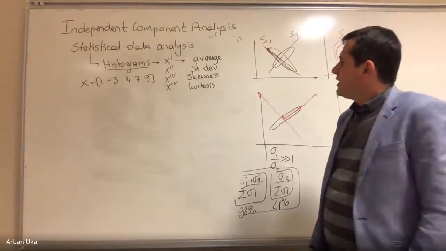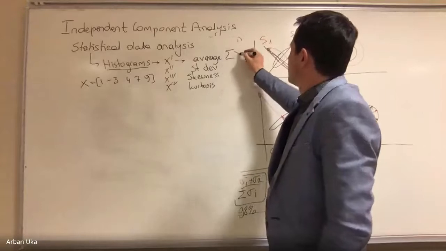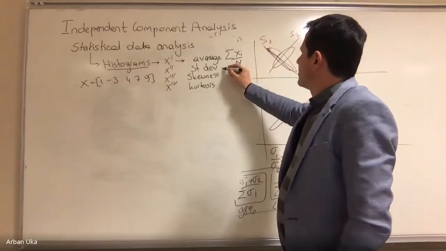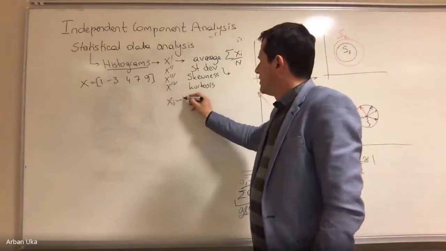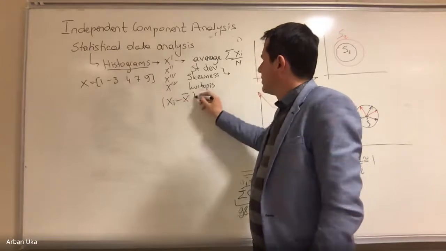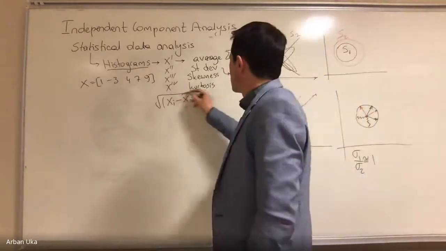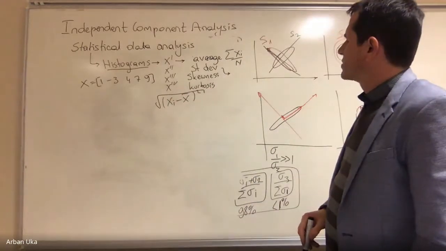Now, the average, we know the formula of the average: the sum of xi divided by n. Then the standard deviation, let's write here the standard deviation formula. It is xi minus x average, all squared. And then what do we do next? I think we take the square root. So this would be the standard deviation.